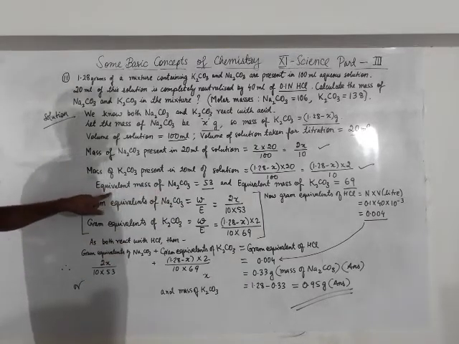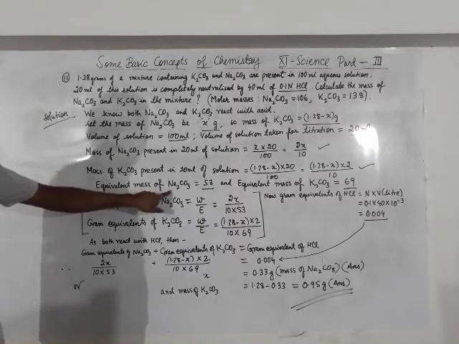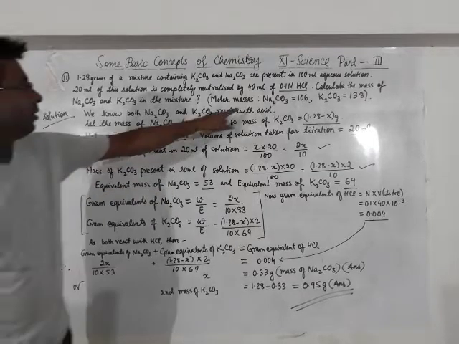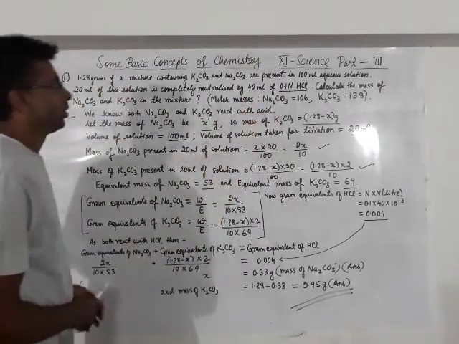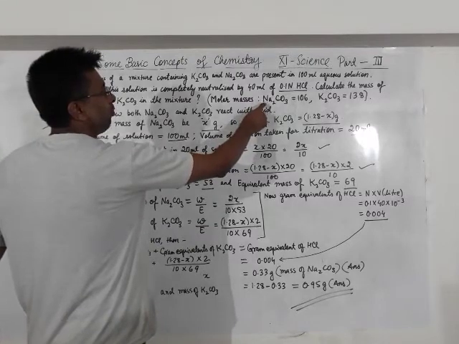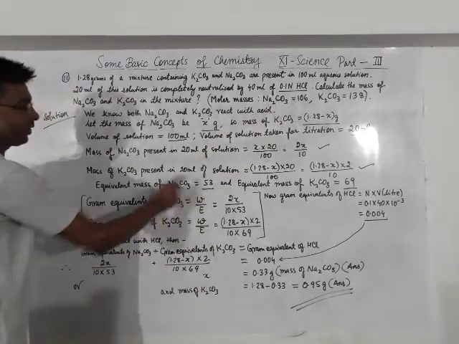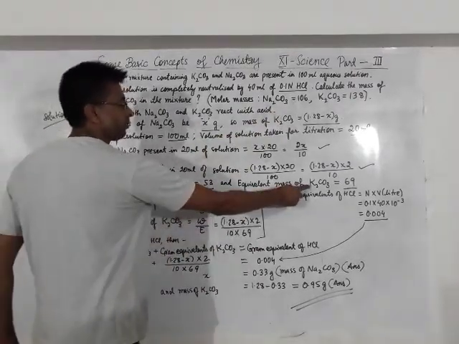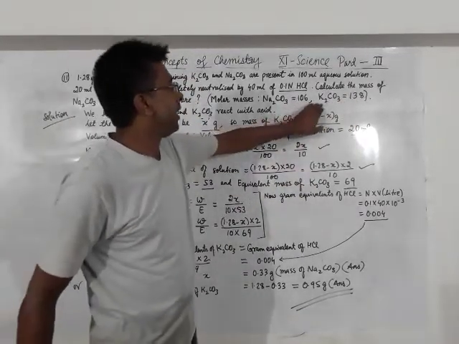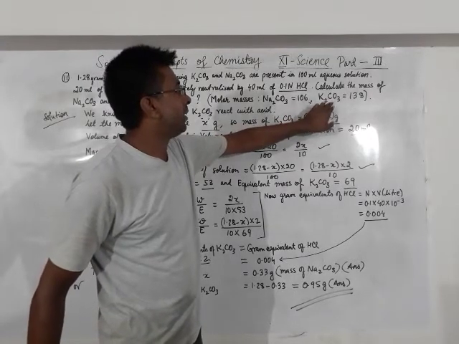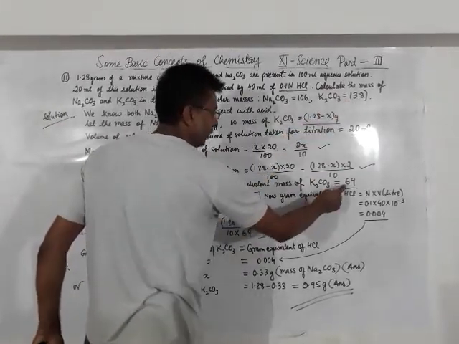I have given you the formula for how to find the equivalent mass in the assignment notes. The molar mass of sodium carbonate is 106. Its basicity is 2. It can produce 2 positive ions per molecule. That is why we have to divide 106 by 2 to get 53. And the equivalent mass of potassium carbonate will be 138 divided by 2, because the charge carried by the negative ion is 2. That is why we have to divide 138 by 2 to get 69.